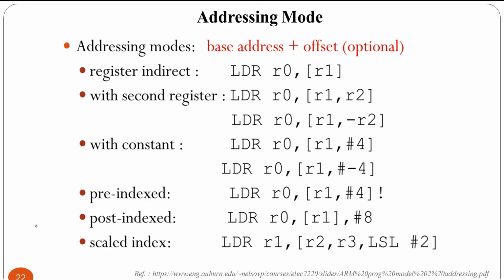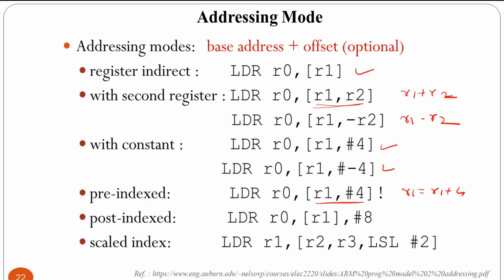Now here is a summary of these addressing modes. Load register we have already studied, simple. Load register R0 comma R1 comma R2: the address will be formed with the help of the combination of these two registers. Then LDR R0, R1, minus R2: the address will be formed by subtracting these two registers. Load register R0 we have already studied this. Then pre-indexing: R1 plus 4 will be performed, and data from this address, that is R1 plus 4, will be loaded into the R0 register, and then R1 will be updated with R1 plus 4 again.